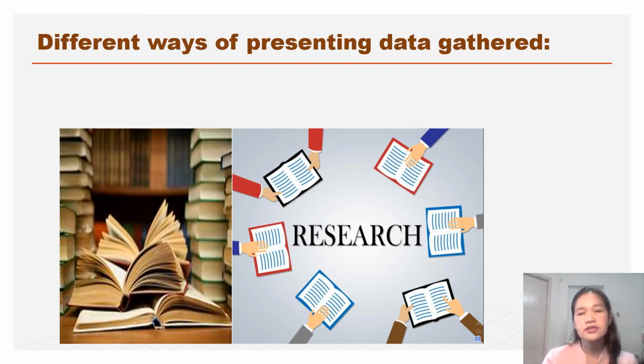In data collection, response rate is a very important aspect. A low response rate may affect the validity of the conclusion to be made. Usually, the questionnaire method results in a low response rate. So the following are the different ways of presenting data gathered. We have what we call the textual form. Textual form is where data is exposed through printed or spoken words such as printed or oral media. That's number one.